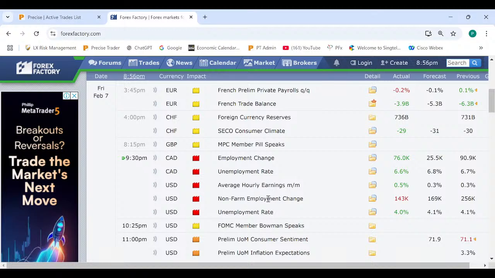The average hourly earnings were better than expected. Previous was 0.3 and now it's 0.5, and unemployment rate was better. So we have two good data and one bad data. We have to wait for this market to digest. I'm not sure. Now we are seeing the dollar strength coming into play. So the dollar yen is getting weaker.